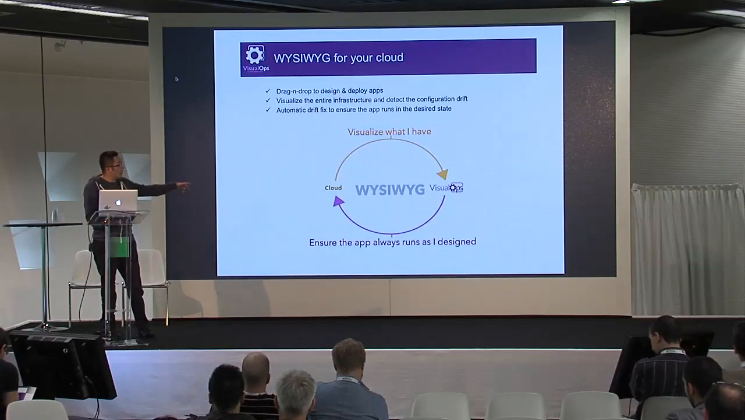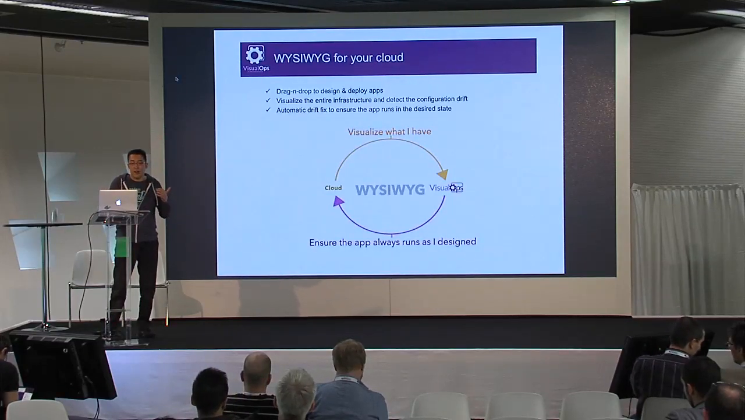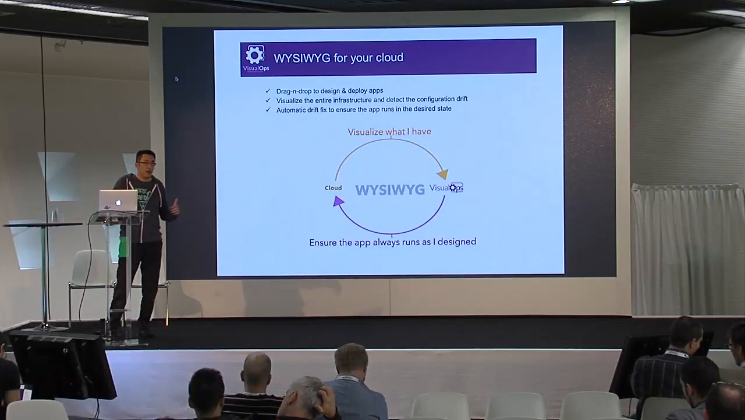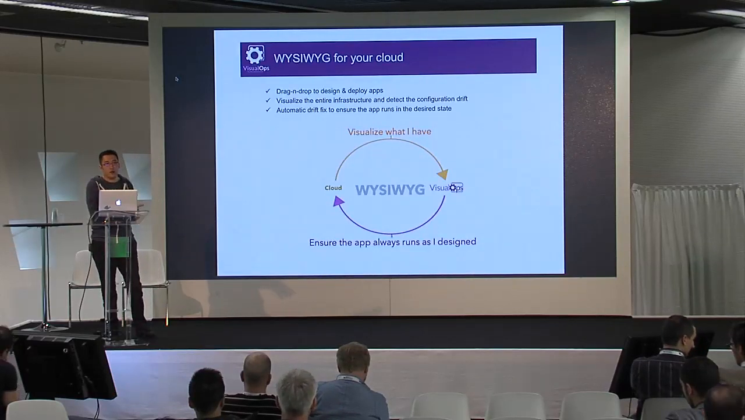And this diagram shows you the whole idea of what you see is what you get. The two major parts are: visualize what you have, and ensure the application is always running as I designed. The first one, visualizing what I have, is especially useful if you want to collaborate with your colleagues.